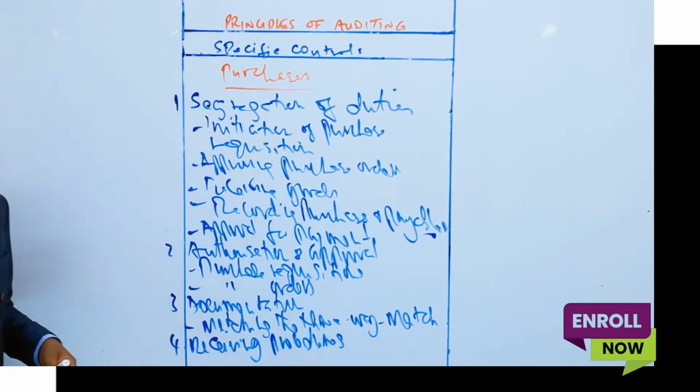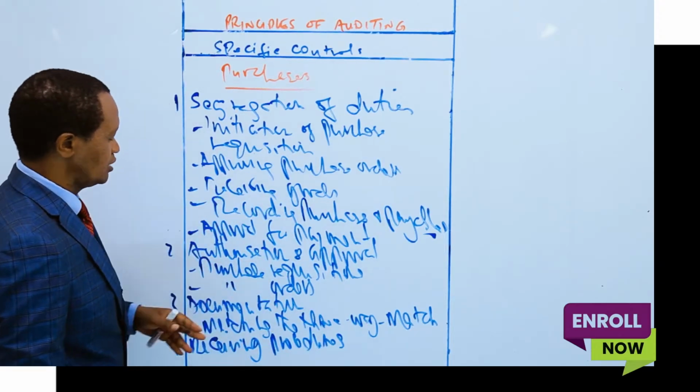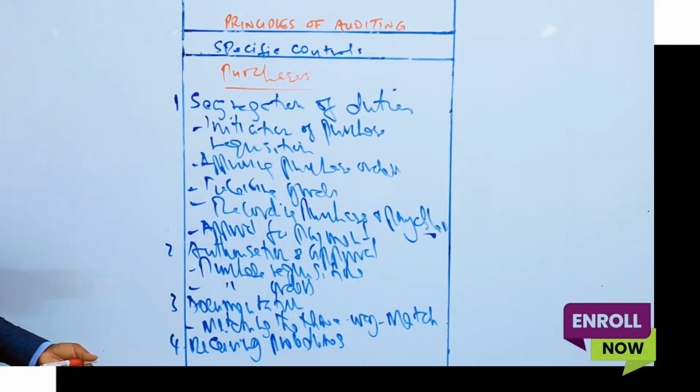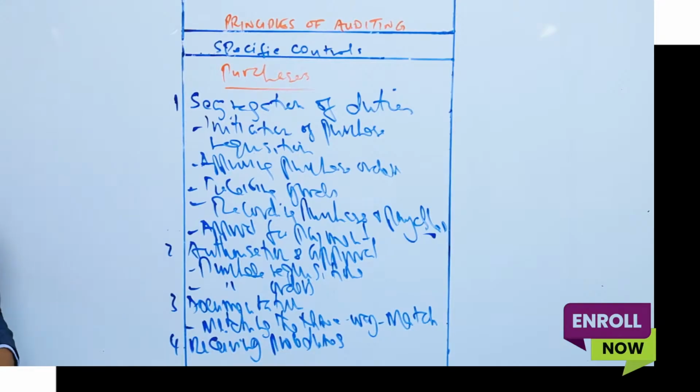Receiving procedures. There ought to be a dedicated receiving department with personnel independent of purchasing and accounting. The ones who are receiving should not be part of those who are purchasing and those who are accounting. There should be a dedicated department just for receiving of these purchases. Then there should also be creation of numbered receiving reports.